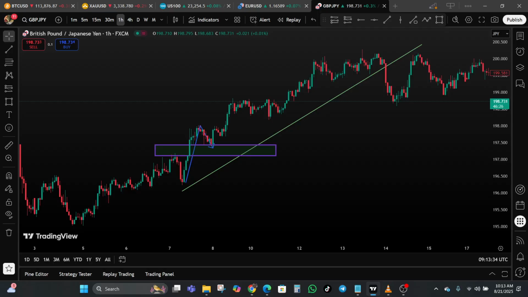All right. Now, to recap, the ICT pullback strategy focuses on identifying market structure. That's one. Secondly, waiting for displacement. Thirdly, watching for liquidity grabs. And finally, executing entries at premium or discount levels. Okay, so by applying these steps consistently, you'll be able to approach the market with more confidence and discipline.